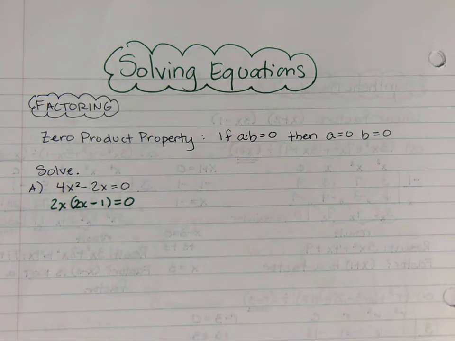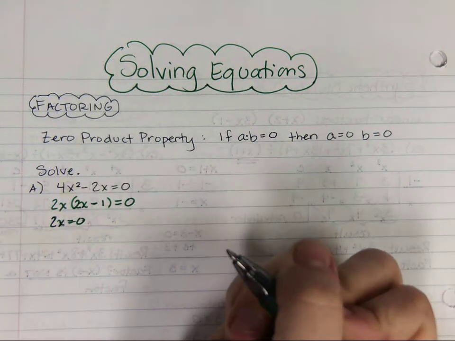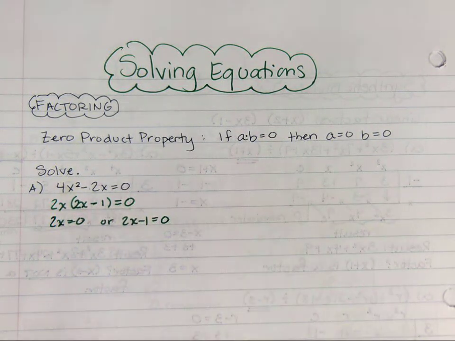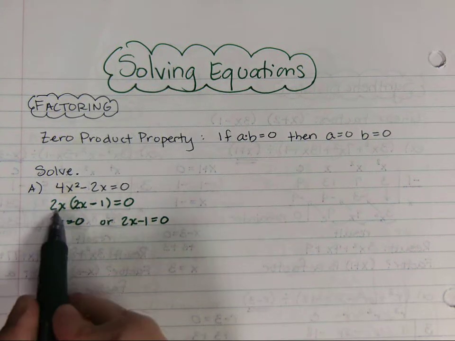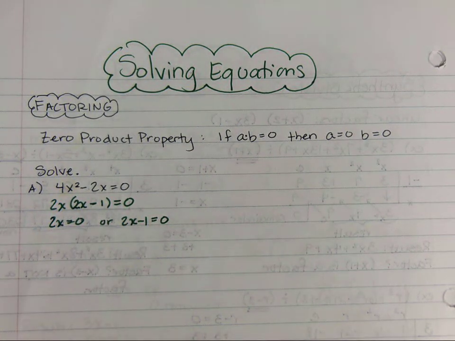And so now this is set up actually in the form of the zero product property. Either the first factor has to be equal to 0 or the second factor has to be equal to 0. That's the only way that this is a true statement. And so you're going to set each individual factor, whether it's a monomial factor on the outside or a binomial factor, equal to 0 and solve.